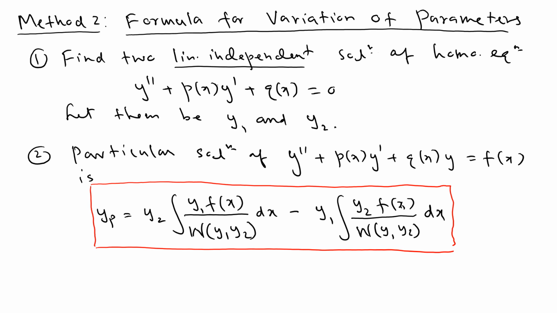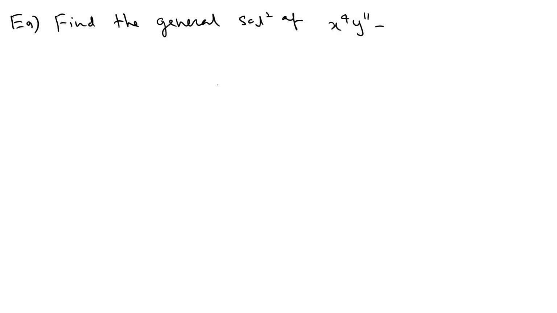Okay, so let's do a problem to see how it works. So let's do this one. The example: find the general solution of x to the 4th power y double prime minus 2 x to the 4th power y prime plus x to the 4th power y equals e^x.